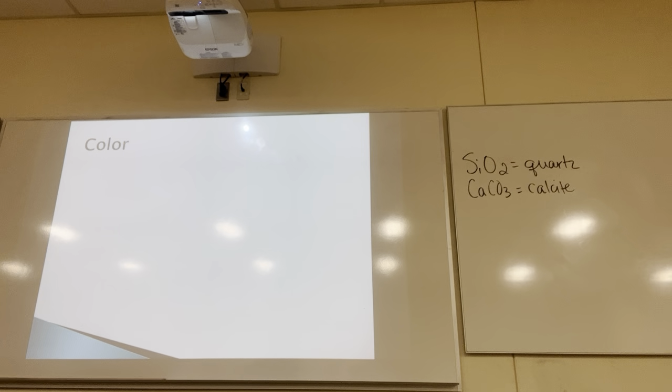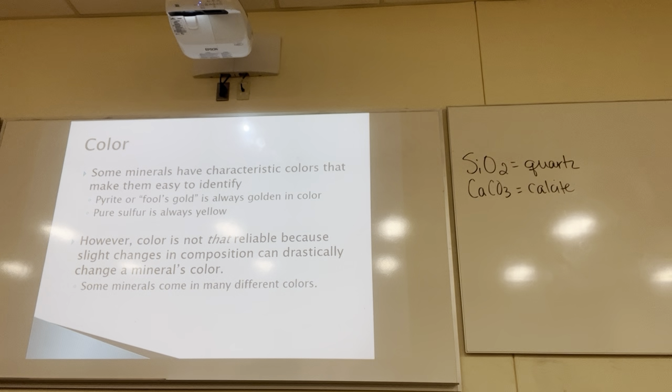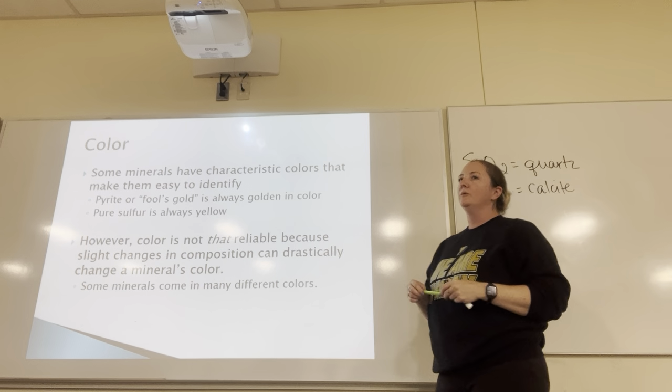Next up is color. Some minerals have characteristic colors that make them easy to identify, like pyrite is a brassy gold color. Sulfur is bright yellow. But color is really not that reliable for a couple of reasons. First off, some minerals come in a wide array of colors, and a slight change in their chemical composition can drastically change their color.